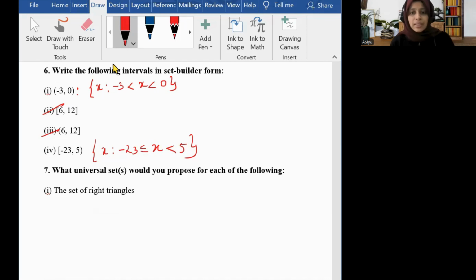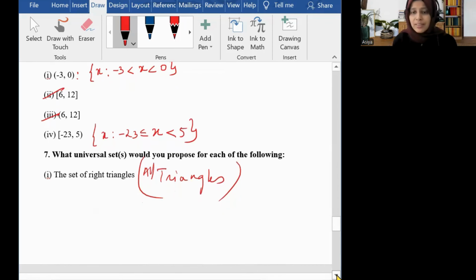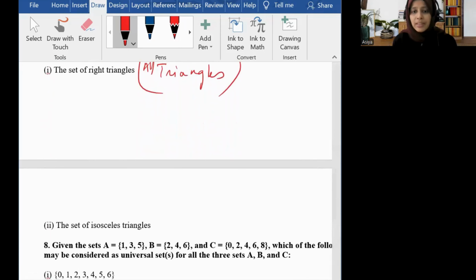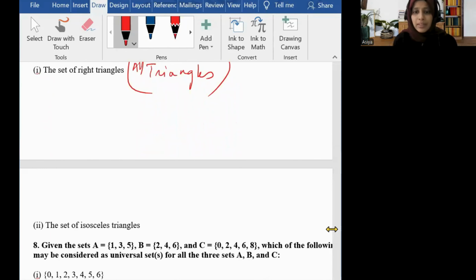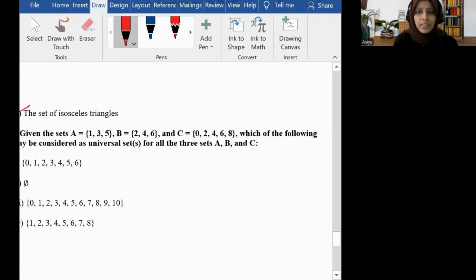Now, the seventh one, what universal sets would you propose for each of the following? What do you think is the universal set to set of right triangles? A set of all the triangles, a set that contains all triangles would be a universal set to set of right triangles. Yes. Now, this would be given again as homework. You have to find out the universal set to this.